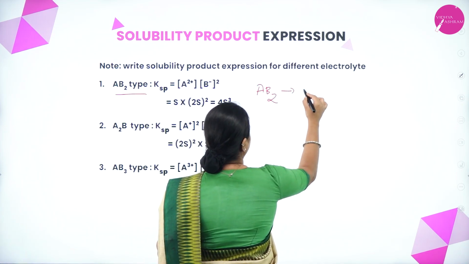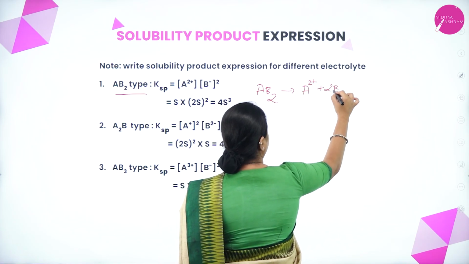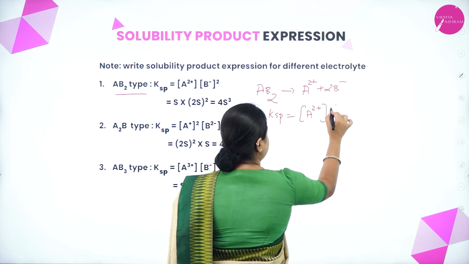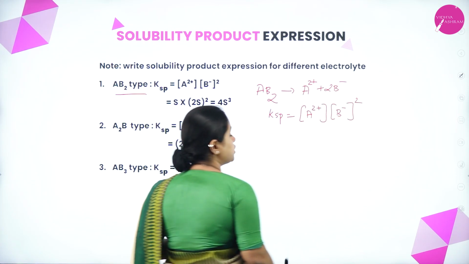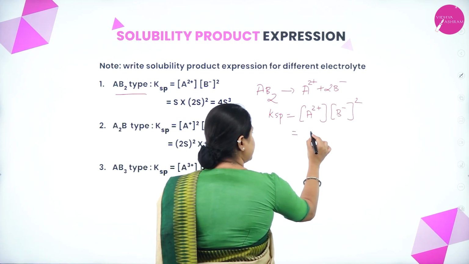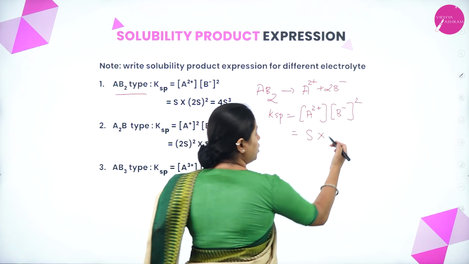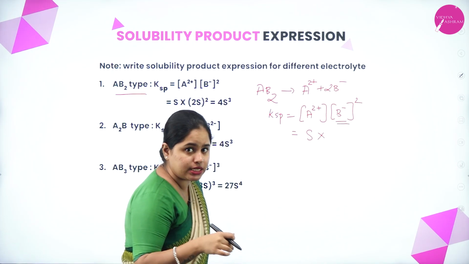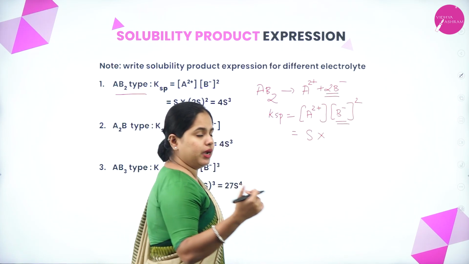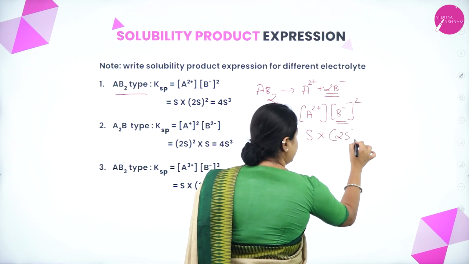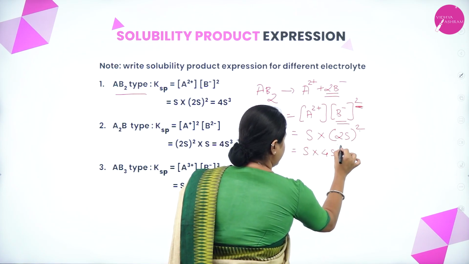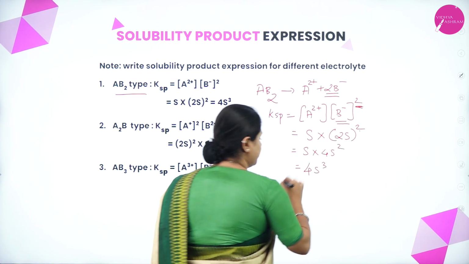It dissociates into A2+ and 2B-. So Ksp, how do you write? It is molar concentration of A2+ into molar concentration of B- raised to 2. Okay, so now molar concentration of A2+, what is the solubility? It is S itself. So now the molar concentration of B-, is it just S? It is not just S, it is 2S. Why? Because it dissociated into 2B-, right? So you write 2S here and you have the 2 here which will be the power. So it will be S into 4S square which will give you 4S cube. I hope it is clear.